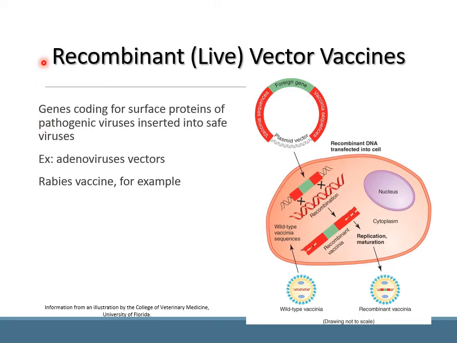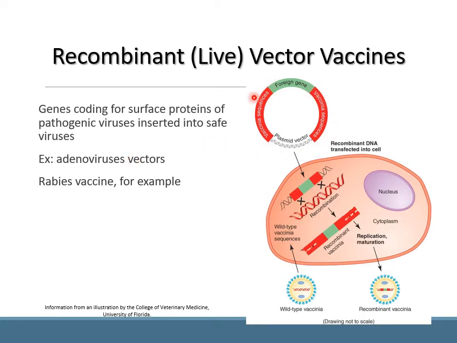Recombinant live vector vaccines. For these, genes that encode that antigen or that surface protein that is going to stimulate the immune response are inserted into a virus that is considered a safe virus. In this case, this is a vaccinia virus that will not cause disease in humans. Other examples of virus vectors, adenoviruses, are being developed for live vector vaccines as well.